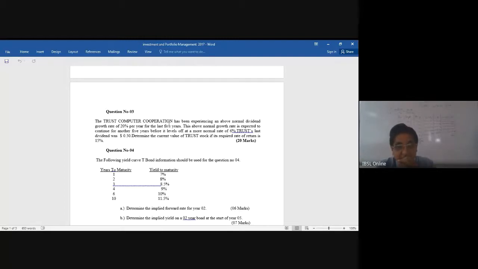For example, at the end of the first year, the current dividend is 50 cents, and 50 cents into 1 plus 0.2, or 50 into 1.2, will give you the year 1 end dividend. Likewise, you will see the dividends for year 2, year 3, up to year 5, and those are to be discounted by the rate of return. By doing that, you will be able to calculate the cash flows for the first 5 years.